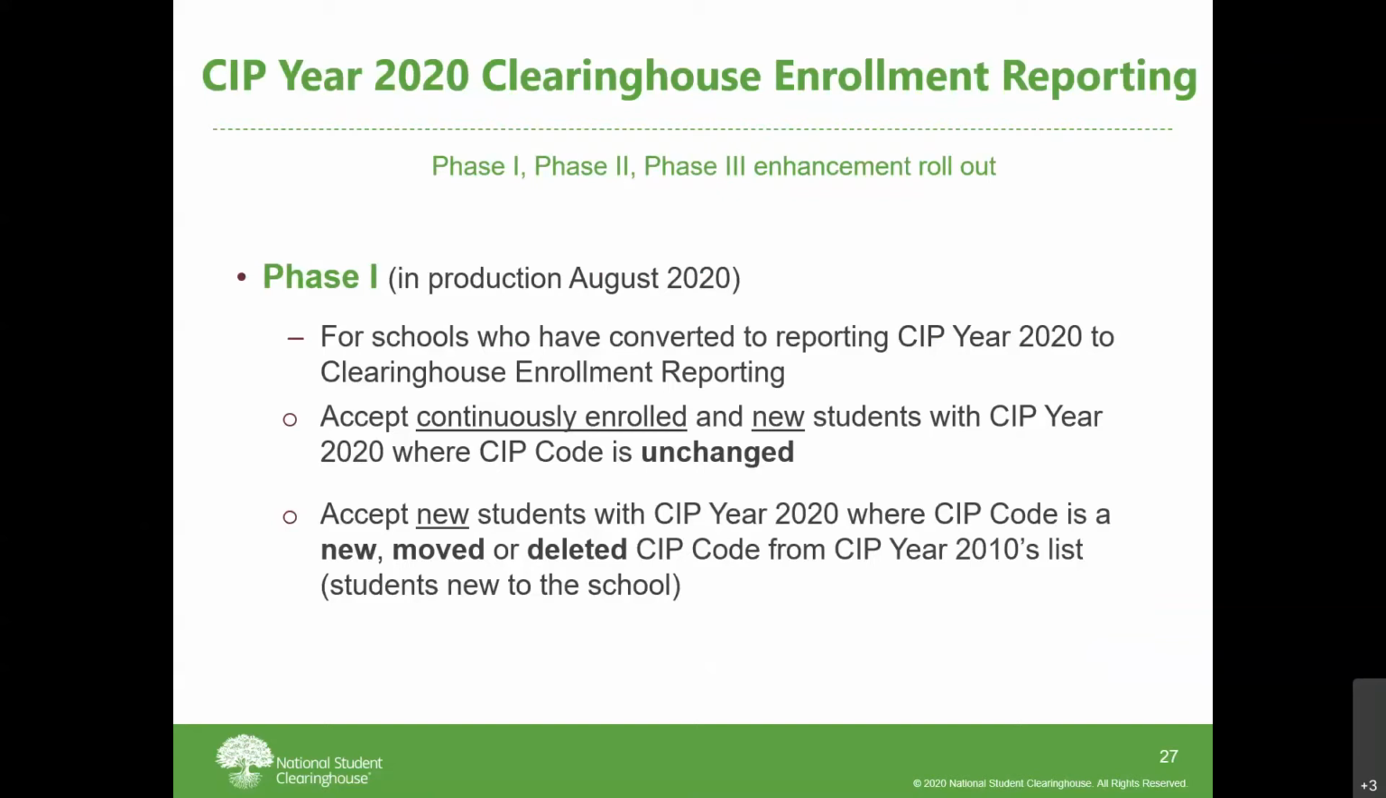So for phase one, for schools who have converted to reporting CIP Year 2020 to Clearinghouse enrollment reporting, we're accepting any continuously enrolled student and any new student with the CIP Year 2020 where the CIP code hasn't changed. So the only thing that would be changing for that student when you change over to 2020 CIP reporting to Clearinghouse, the only change would be the CIP Year field is going to now reflect CIP Year 2020. So all other things will be business as usual. The CIP code is not changing, in other words.